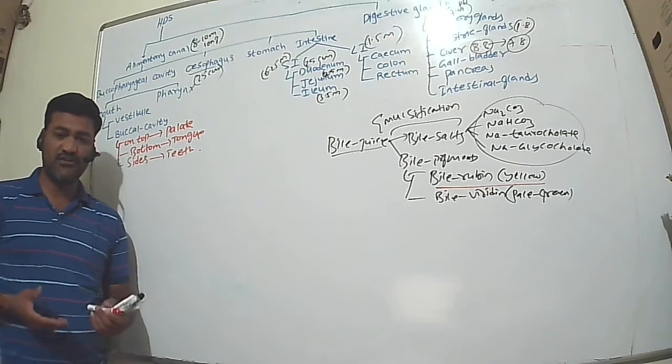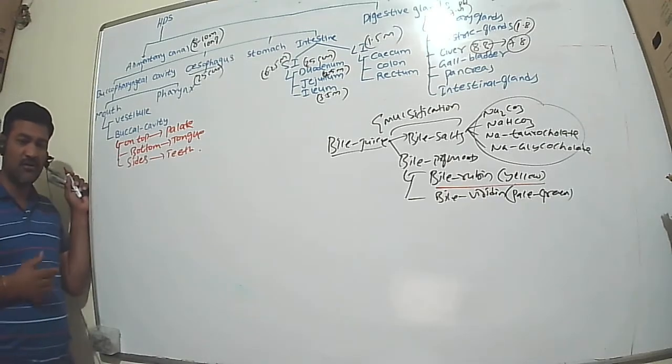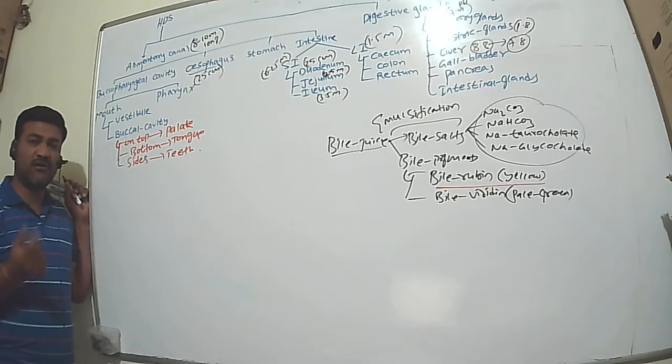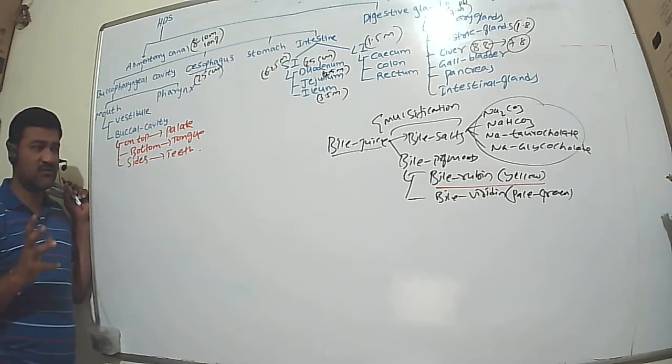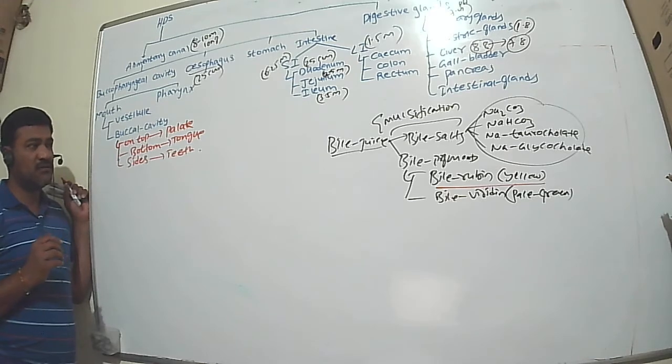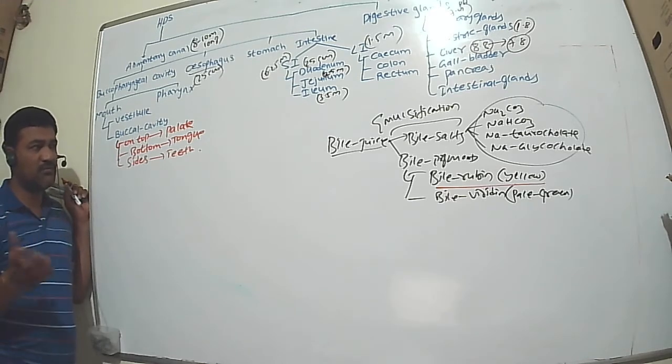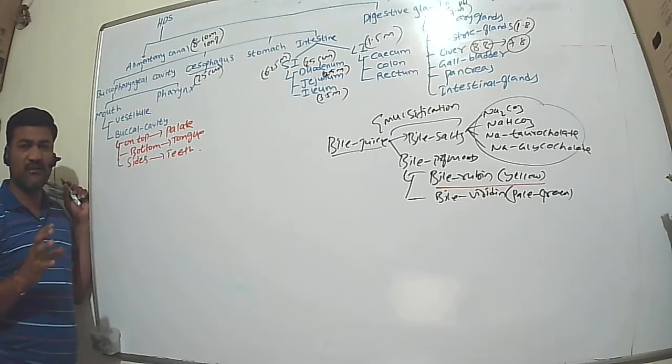When some people consume a lot of tobacco and a lot of alcohol, the nicotine in tobacco or the ethanol in alcohol will damage the liver and cause liver cirrhosis, or the liver may not remove the bilirubin and biliverdin. They will remain in the blood itself, in the liver itself. That may lead to jaundice also.